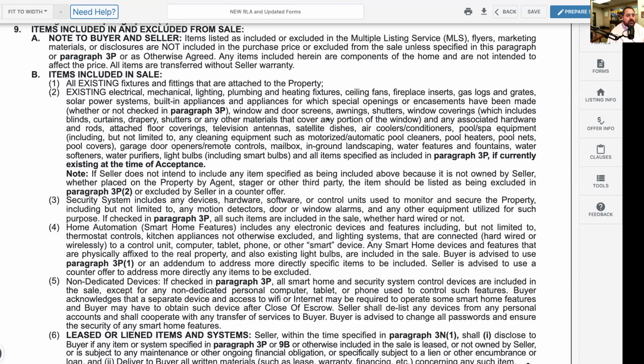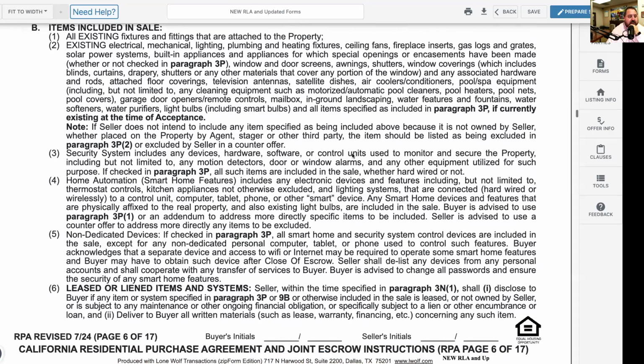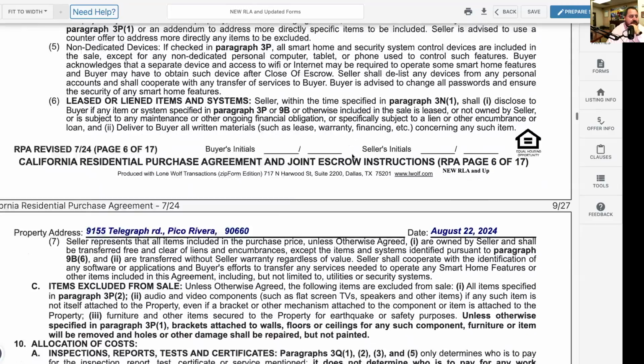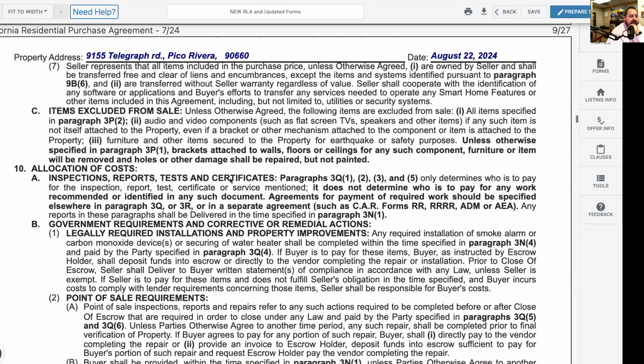Window and door screens, awnings, shutters, window coverings, which includes blinds, curtains, drapery, shutters, and other material that cover any portion of the window, and any associated hardware and rods. So again, when you're talking to your sellers, make sure that they understand that they've got to leave the curtains and the curtain rods and any other window coverings that are there. And if they're not planning to, it's something you have to address from the beginning. So here's where you could go to see all the stuff that has to be included and what normally is excluded. And here's the excluded stuff, right?